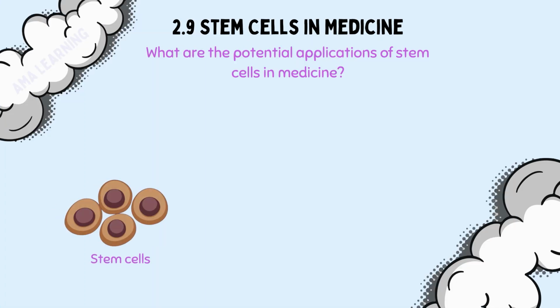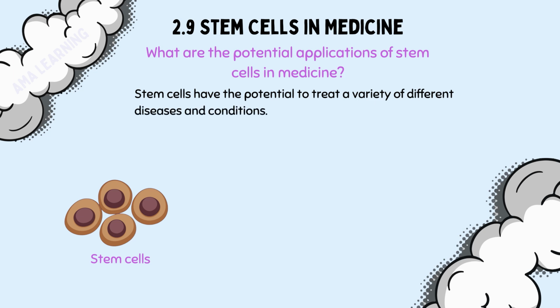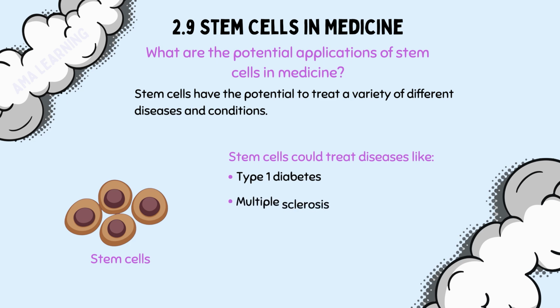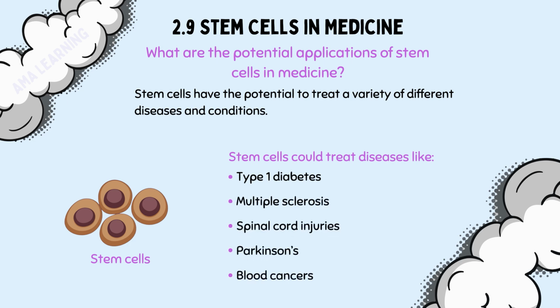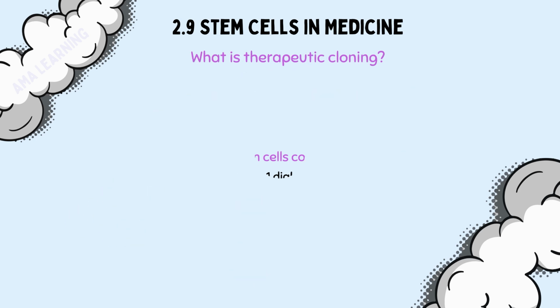Stem cells have the potential to become any cell in the body. This is why stem cells have the potential to treat a variety of different diseases and conditions. Stem cells could treat diseases like type 1 diabetes, multiple sclerosis, spinal cord injuries, Parkinson's, and blood cancers, offering hope for conditions where cells are damaged or lost.